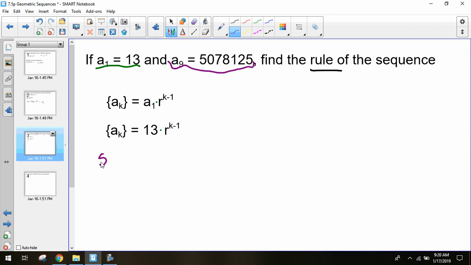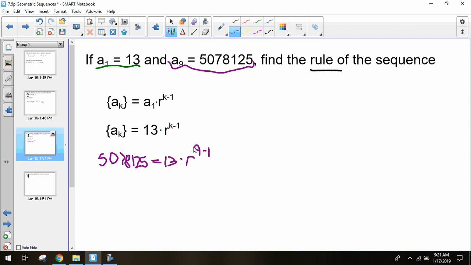So we're going to do 5,078,125. I don't know why I picked this number. This is terrible. This is equal to what we know is 13 times r, and then we know this is the ninth term of our sequence, so we can do 9 minus 1. So all I did was I changed k to 9, and so I know a sub 9 equals this number, so I was able to plug that in.